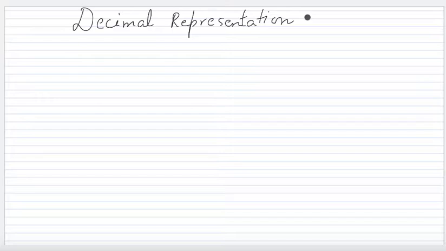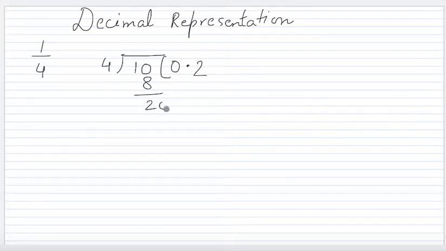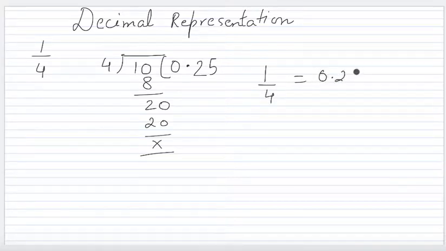Let us take an example like 1 upon 4. If I express it as a decimal, I have to divide 1 by 4. We put the decimal point in the quotient and put a 0. Now 4 2s are 8, then 2, and then we put a 0, 4 5s are 20. So 1 upon 4 is expressed as the decimal 0.25.